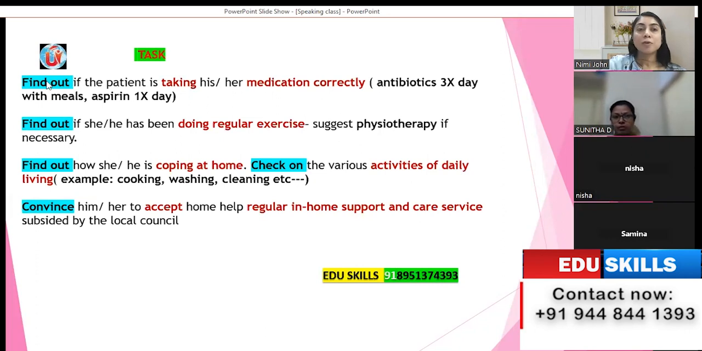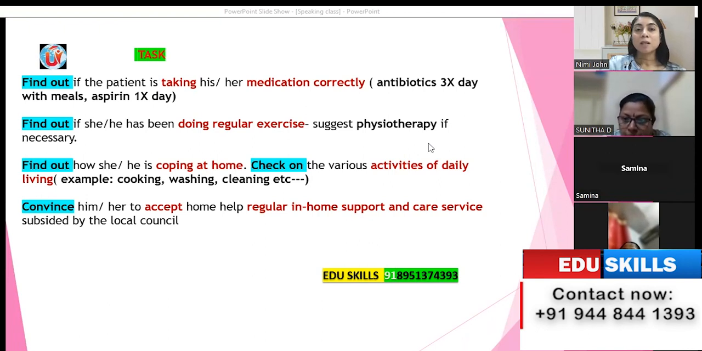First we have to find out these things, taking medications and doing regular exercise, then find out coping at home and check on the activities. Then finally we have to convince her to accept. At first they will not accept, but we have to try to convince the patient. On the exam day, we don't know what is in the interlocutor's cue card, so they will act according to their card only.